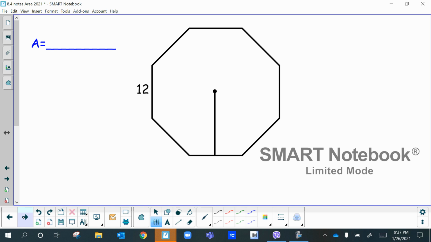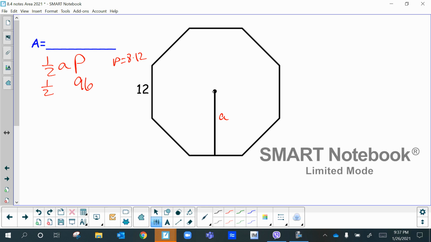What do we have here? We have a regular octagon. Again, I don't know the apothem, which I need. I know the side, so I actually can plug in something into my formula. The perimeter is 8 times 12, because there's 8 sides in an octagon. So 8 times 12, I believe, is 96. Okay, so we're going to plug in 96 to perimeter. Now I just need to solve for the apothem.